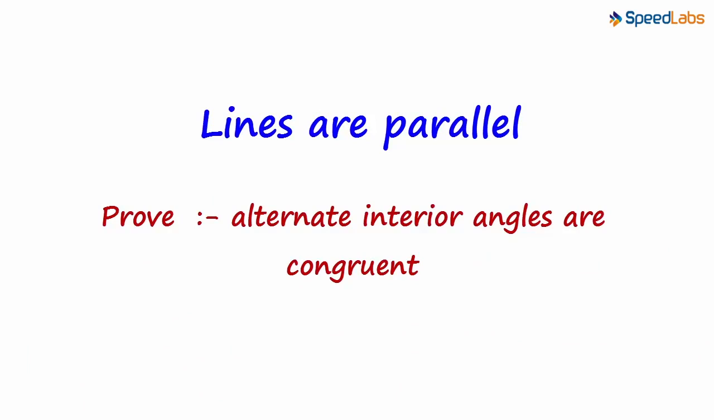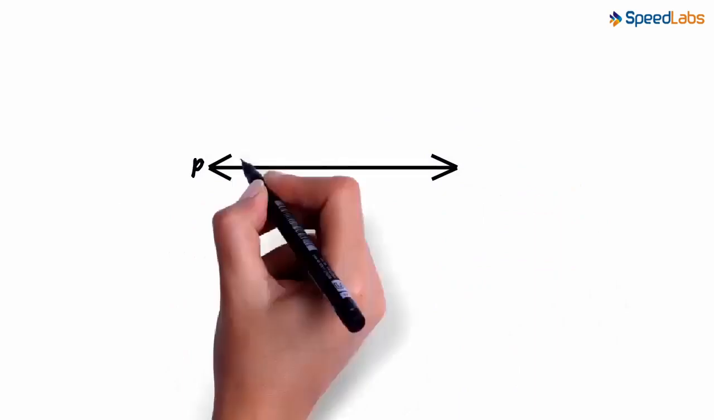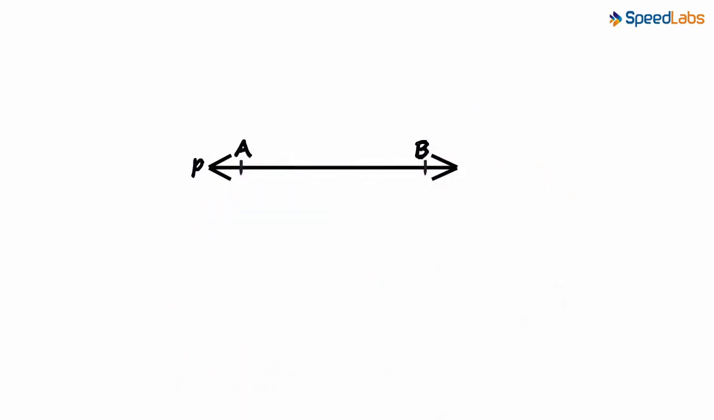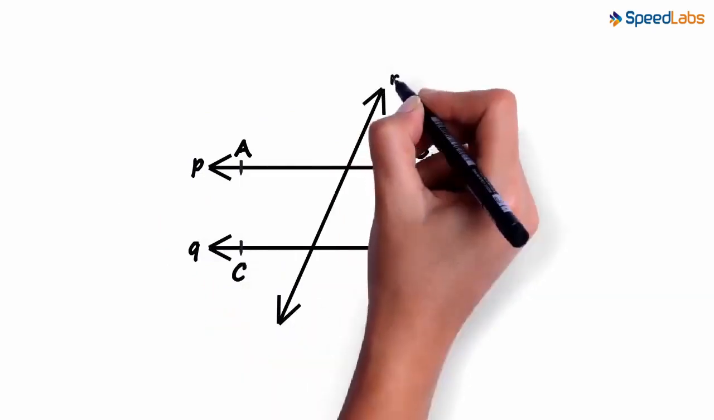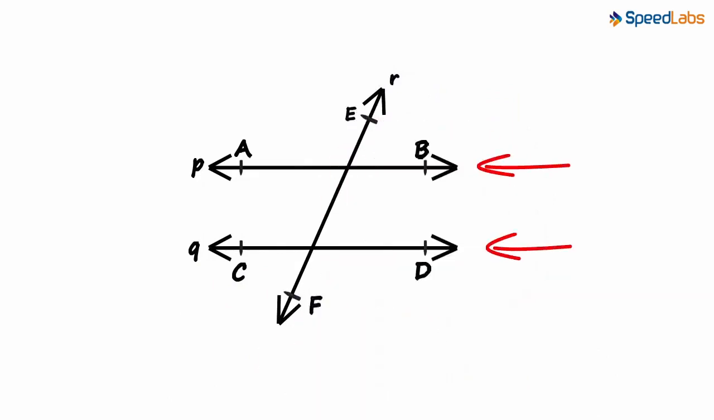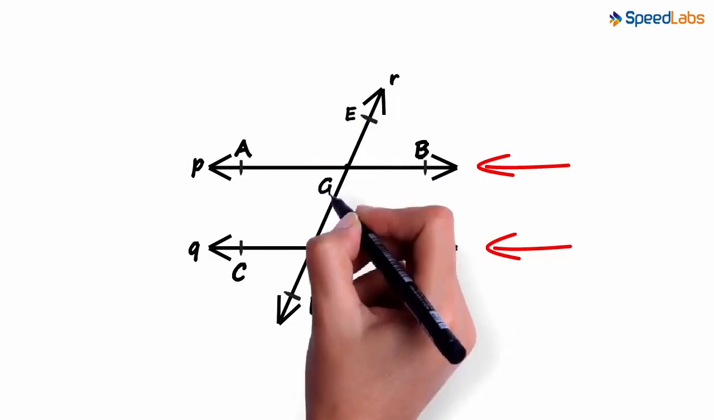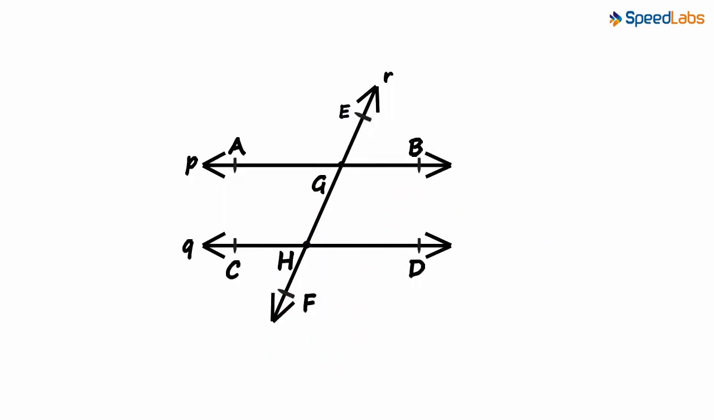So we draw two parallel lines first. This is line P, which can also be called line AB, and this is line Q, which is drawn parallel to line P. And we have the transversal R or transversal EF, which intersects the two lines at two distinct points G and H. Now we have our diagram ready, and all we need to do now is write down what we know and what we have to prove.